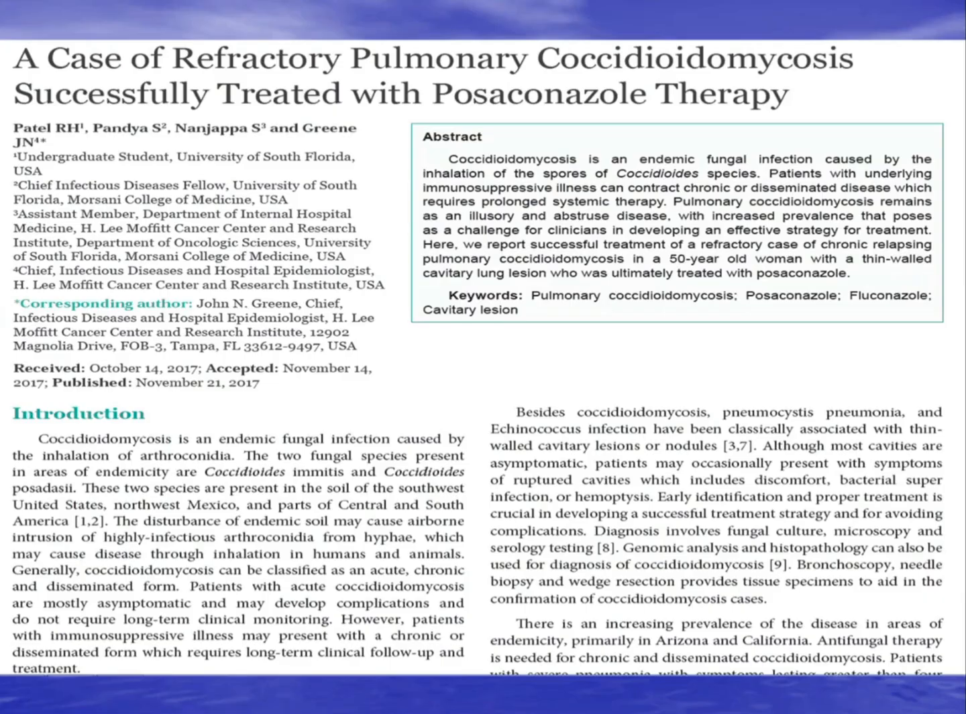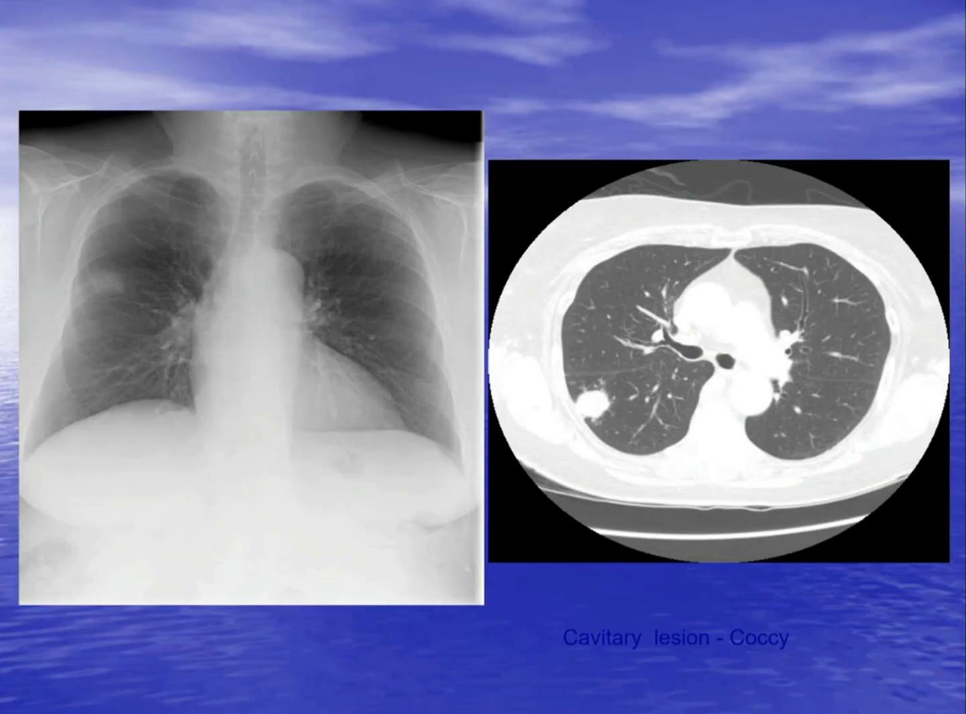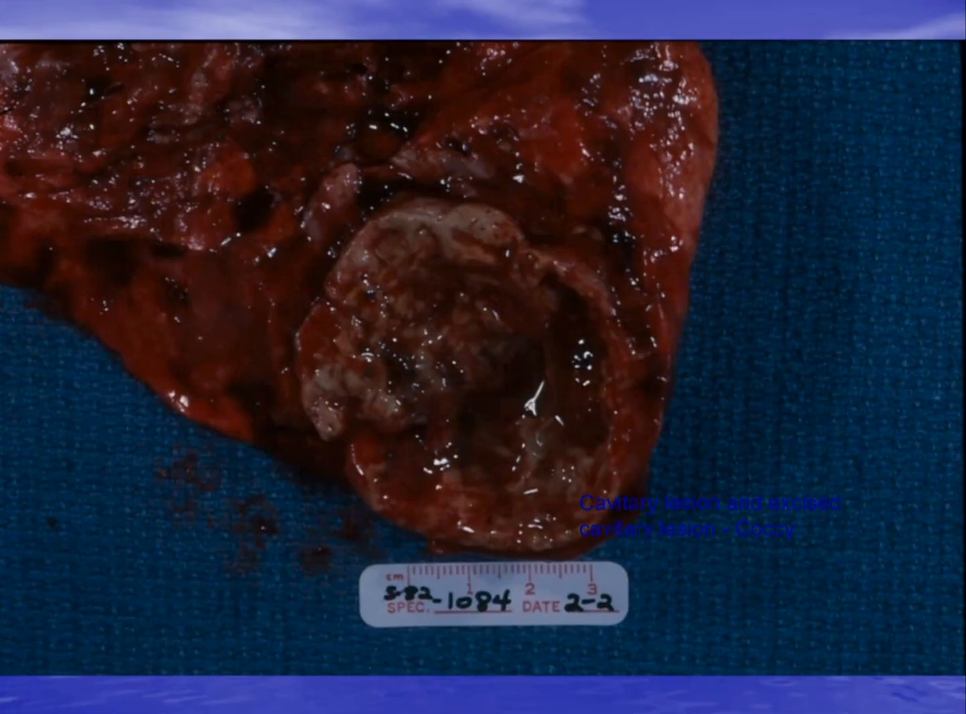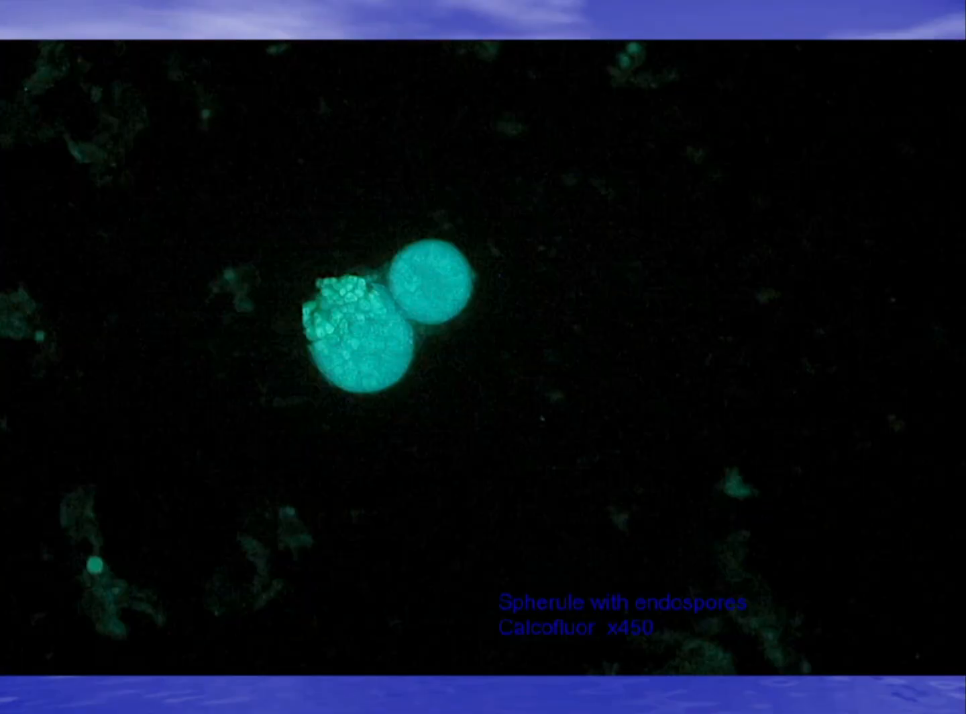We published the case for two reasons, because of the thin-walled cavity, and the person failed fluconazole, the drug of choice, and we gave the second drug of choice, which was posaconazole, and it worked like a charm. Next. So these are coccidioidomas, just like histo can be a lung nodule, and crypto can. So this is cocci. Next. This one was cut out to rule out cancer, and there's the cavity, and that's the gross specimen. Next. There's the spherule with the endospores, so that's calcofluor at 450 high power, spherule, endospore. Next.